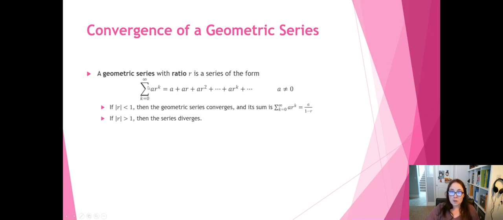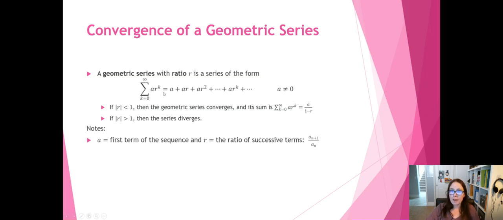The key to these is noticing that pattern and then determining what that ratio is. So if I take the absolute value of that ratio and I get something less than 1, then I can say that the geometric series converges. And I can even find the sum. There is a formula for this one. If I take a over 1 minus r, where a and r are coming from the general term here, that will be the sum that this series is approaching. If the absolute value of r is greater than or equal to 1, then the series diverges.